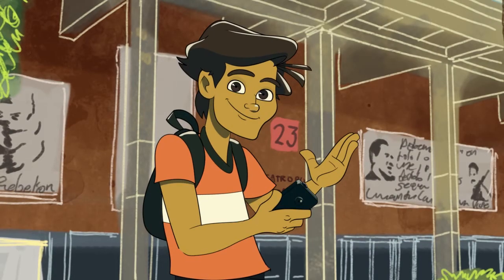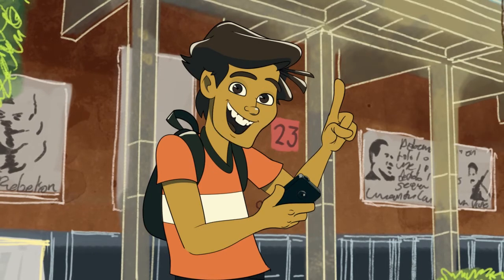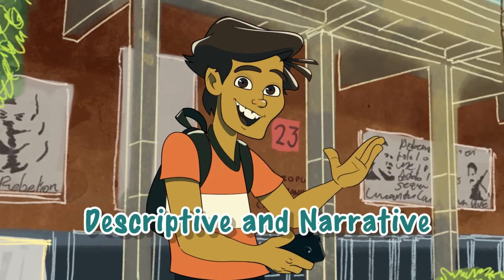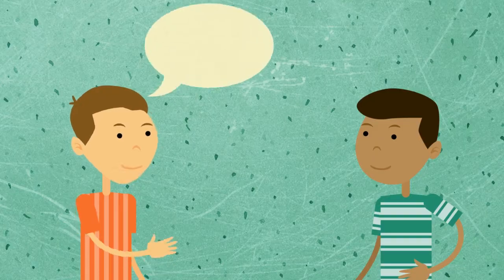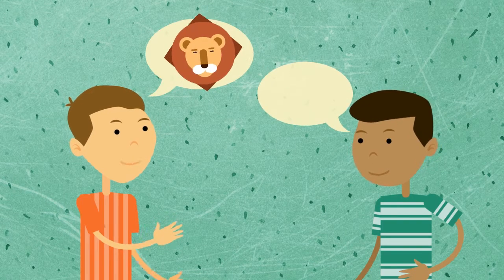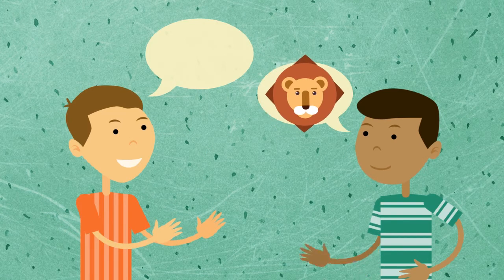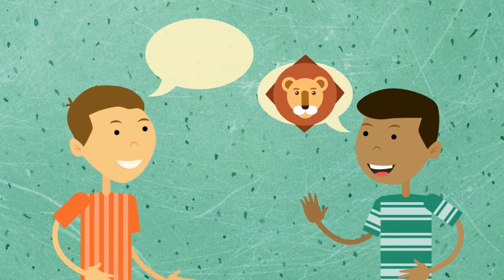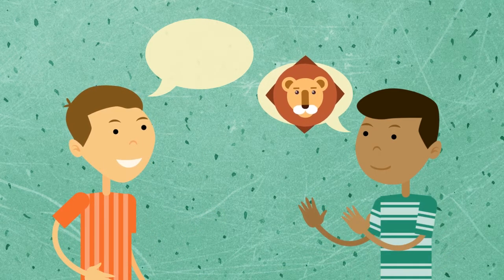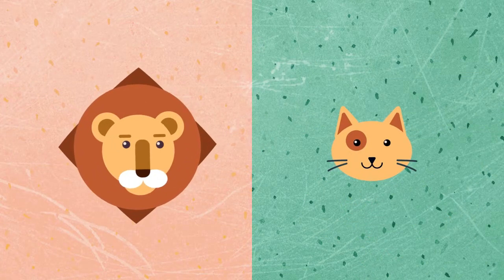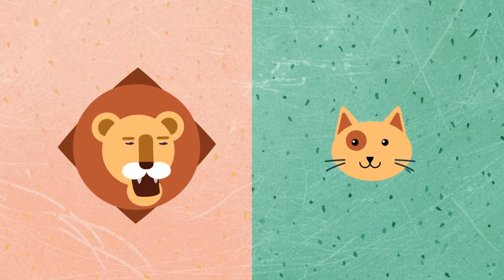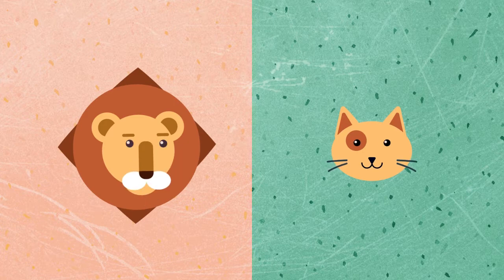Hello everyone, in this video we'll work on the characteristics of descriptive and narrative texts. A descriptive text makes you picture in your mind what is being described. Descriptive texts have adjectives and adverbs to create a vivid impression of a person, place, phenomenon, thing or event. They use comparisons and they seek to engage the reader's five senses.